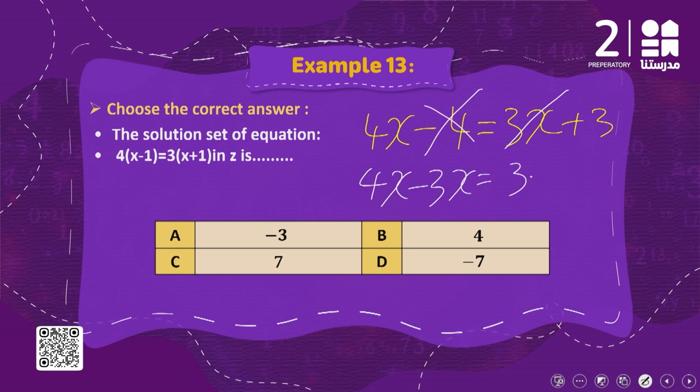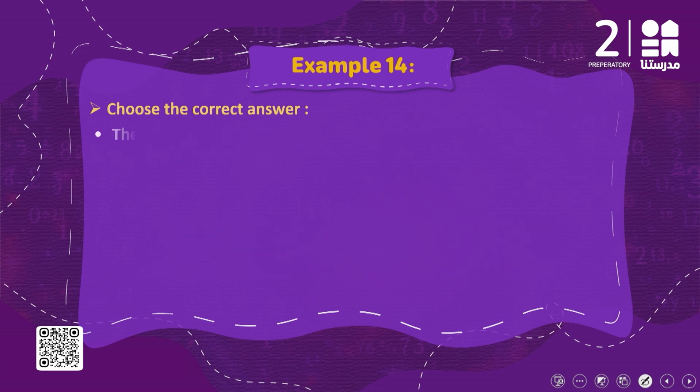Here you add 4 to 3. What's 4x minus 3x? Just 1x. What's 3 plus 4? This is 7, so the value is 7, letter C.